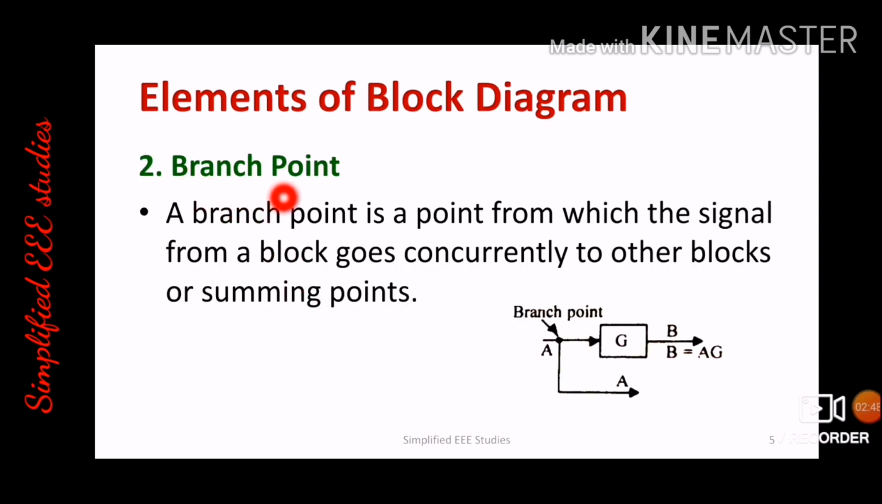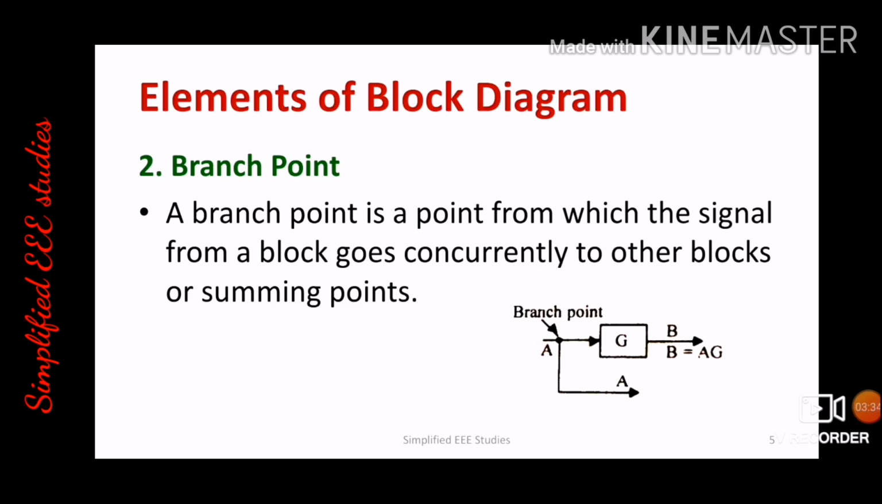The second element is branch point. What do you mean by branch point? A branch point is a point from which the signal from a block goes concurrently to other blocks or summing points. So this is known as branch point. The signal is moving towards the particular function G or particular block G, and you will be having the output. But from this point, the signal will be moving to other blocks or other summing points. You can see this point is generally known as branch point. From this branch point, the signal may be moving towards other blocks or summing points. So this point is one of the most important terminologies related to block diagram, that is known as branch point.